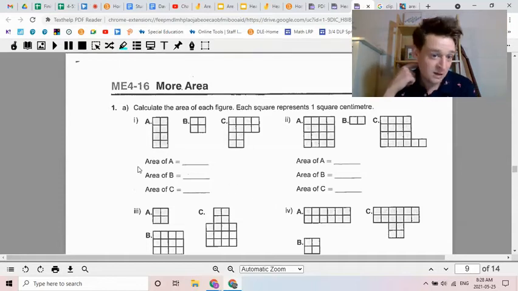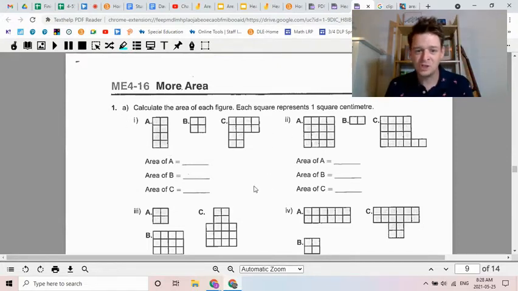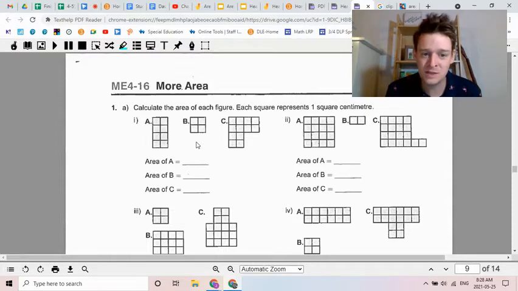Okay, for math today, it's a page called More Area. And in the first question, it wants you to figure out the area of each shape. So just remember that when you are figuring out area, you are calculating the space inside a shape and it's measured in squares. So if we see our shape kind of cut up into squares like this and there's no measurements, then we can just count the number of squares.